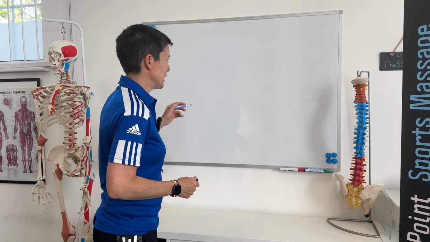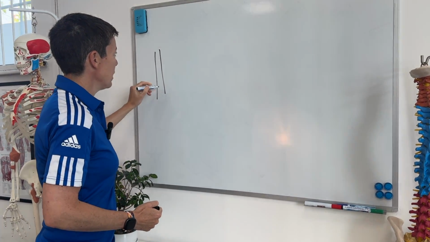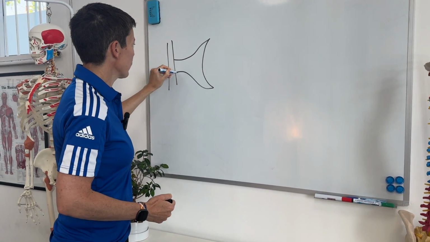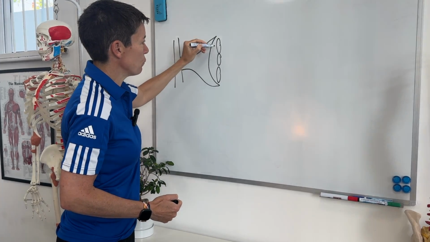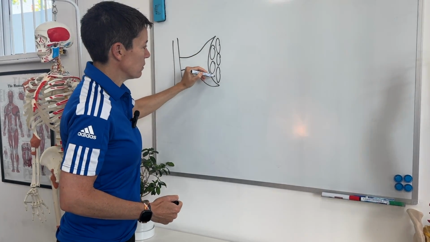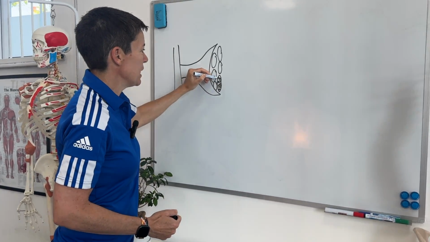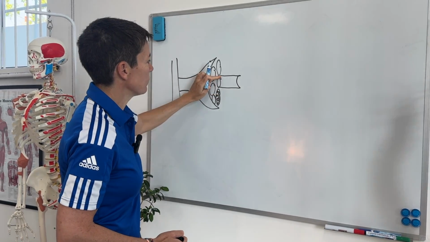So let's have a look at how muscles are made or how they're composed. So here we have a bone, we have a tendon, and we have a whole muscle. Inside that whole muscle, we have bundles of muscle fibres. Okay, so they look like that. Now, a bundle of muscle fibres is known as a fascicle. So here is one fascicle.